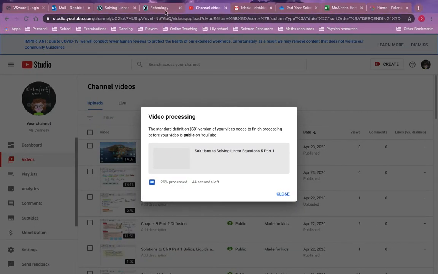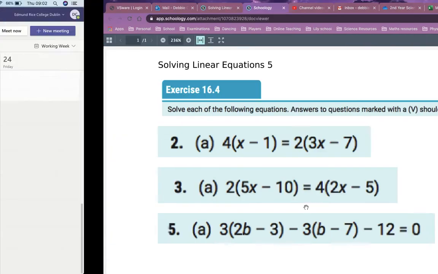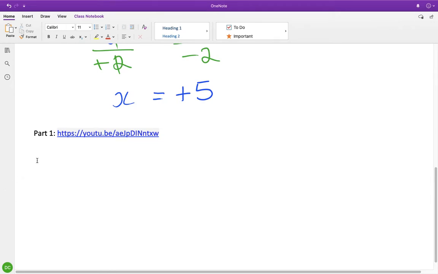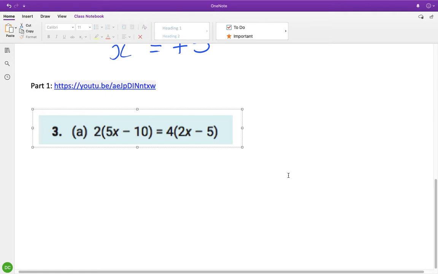So here, second question. This one is very similar to the first one. The third one I put on as a bit of a challenge. Okay, so let us go.